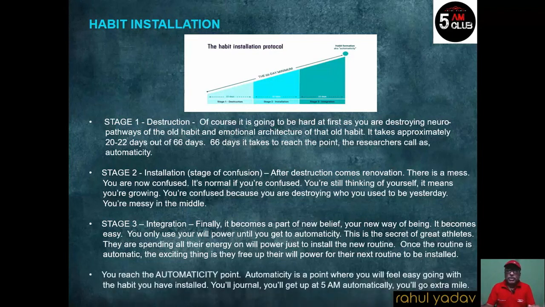Now comes the automaticity point. You have reached the automaticity point. Automaticity is the point where you feel easygoing with the habit you have installed. You can journal, you can wake up at 5 a.m. automatically, you can go the extra mile in whatever you do. You are ready to embark on things. So you have installed your habit with this single protocol known as the habit installation protocol, and it takes 66 straight days. So don't break it.